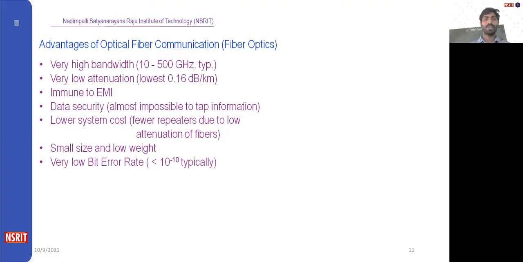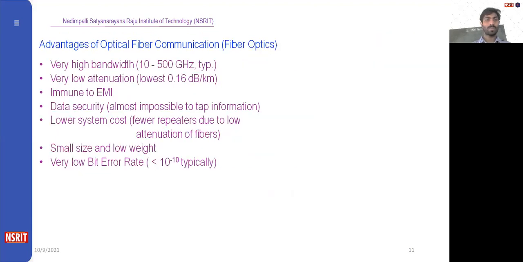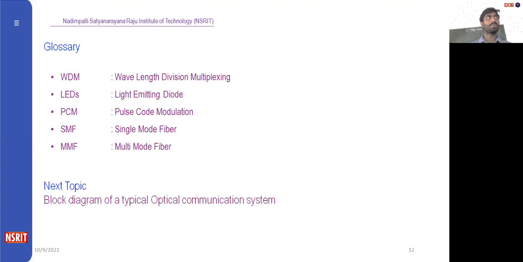Lower system cost, fewer repeaters due to low attenuation of the fiber. Since we are using fewer repeaters, the system cost is lower. Small size and low weight. We can observe here, optical fiber sizes are very small, so their weight is also small. Very low bit error rate. Here, the error rate is low. That is, our attenuation is low, so error rate is also very low.